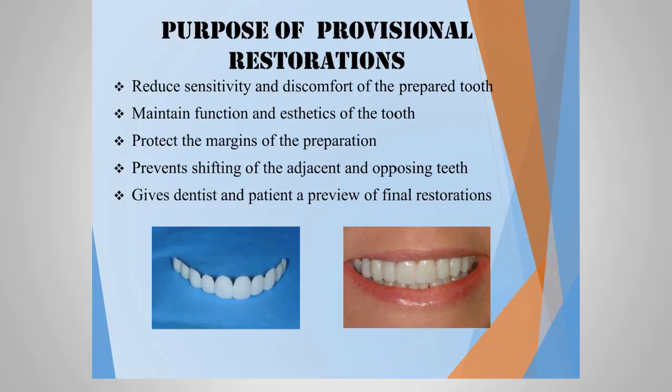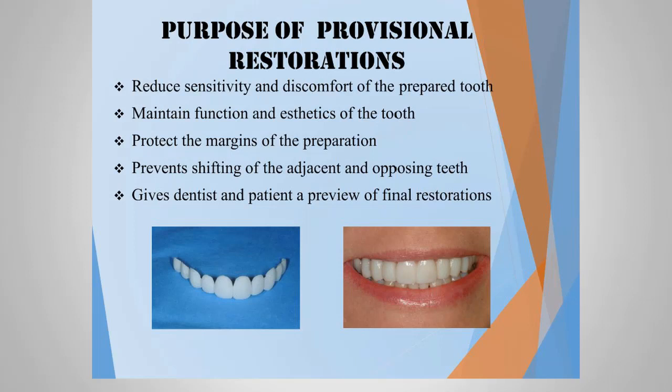So, some of the purposes of provisional restorations are reducing sensitivity and discomfort. Remember, we're prepping these teeth and we're exposing the dentin, and those teeth are going to be sensitive. So it's good to make temporaries that are full coverage to make sure that sensitivity is reduced. Also, these temporaries are there to maintain the function and aesthetics of teeth.